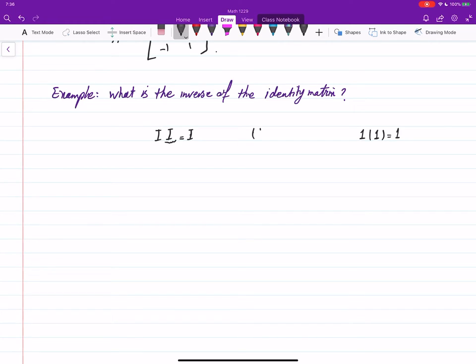This is because of the property of the identity matrix, that not only to itself, but when you multiply to any matrix A, you will get back A. So this means that the identity matrix is invertible, and the inverse of the identity matrix is itself.